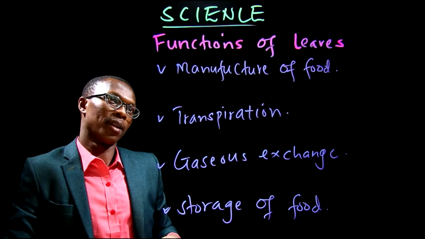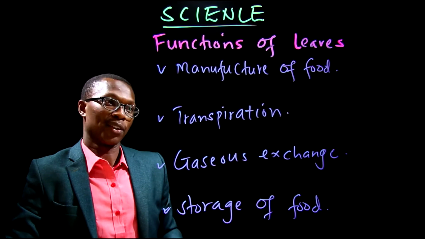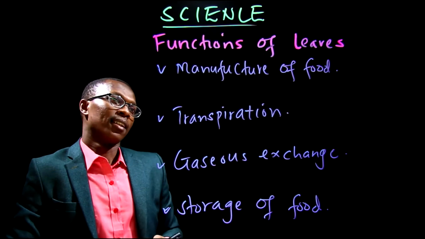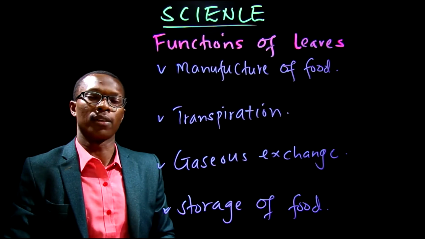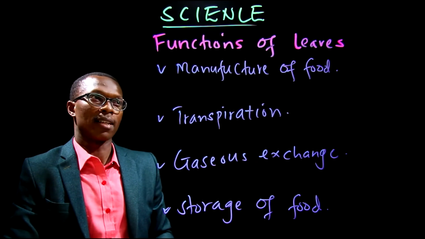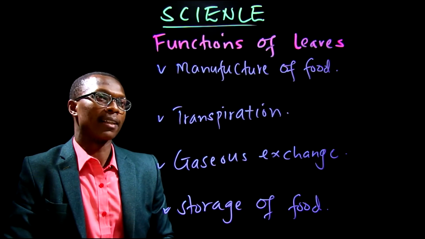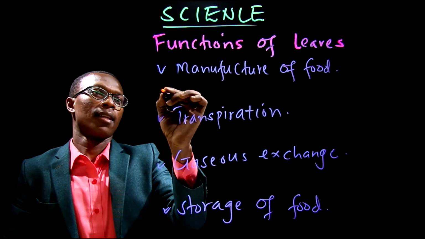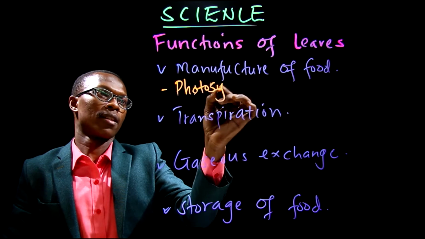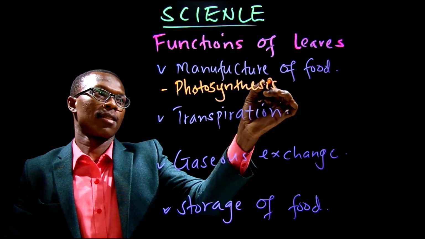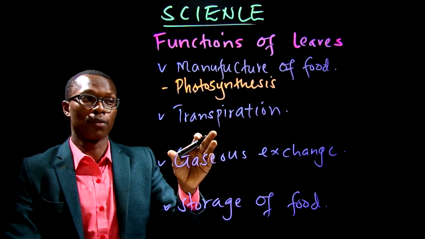If you see any word that might surprise you, don't get surprised, just stay calm. We're going to discuss it all in detail. Now, the first function is manufacture of food. How do these plants manufacture their own food? The most important thing you need to understand is that this process is known as photosynthesis. Photosynthesis is the process whereby plants manufacture their own food.